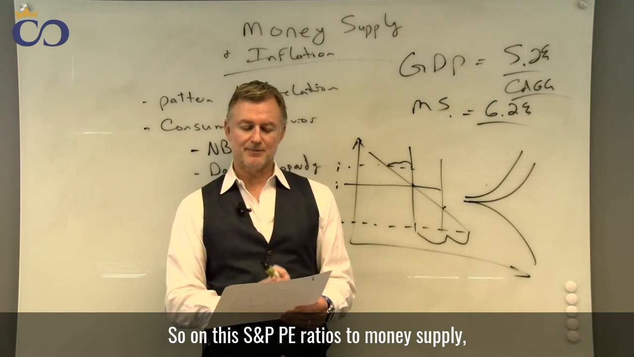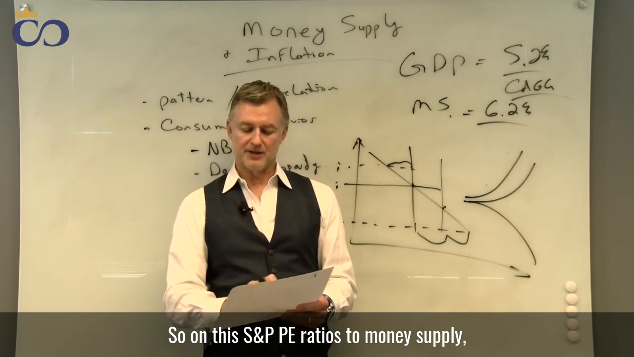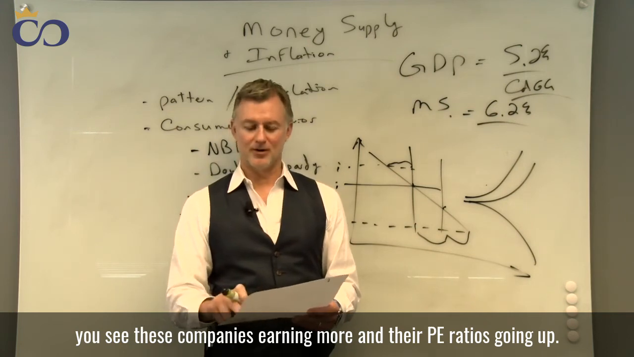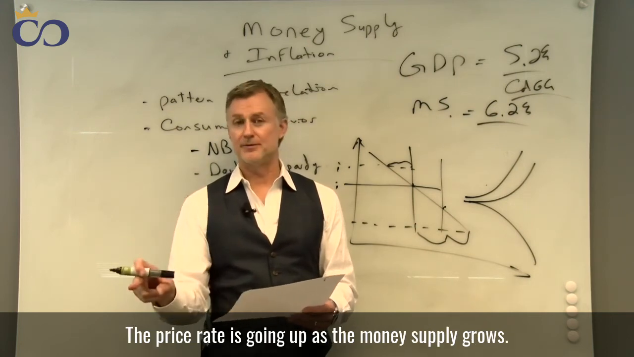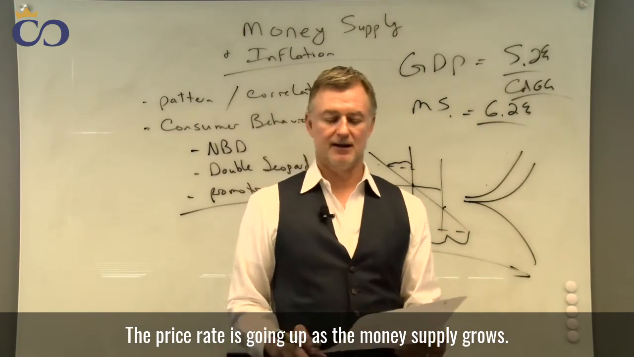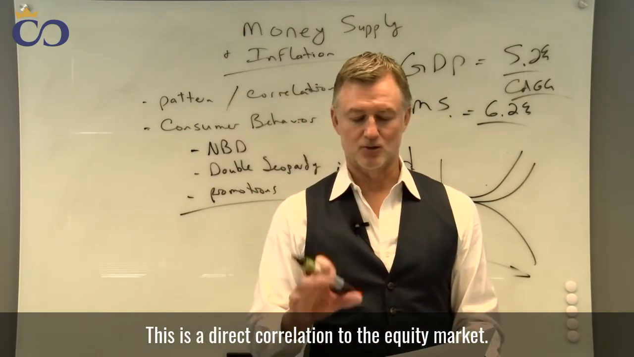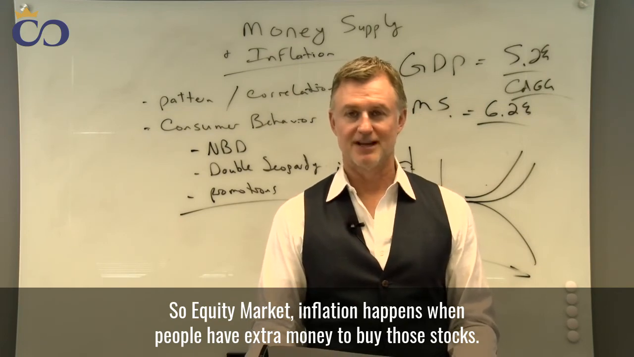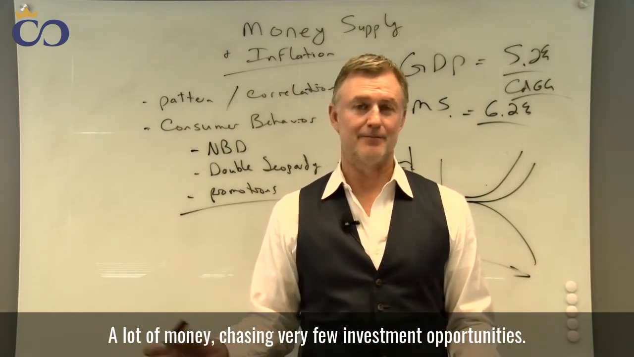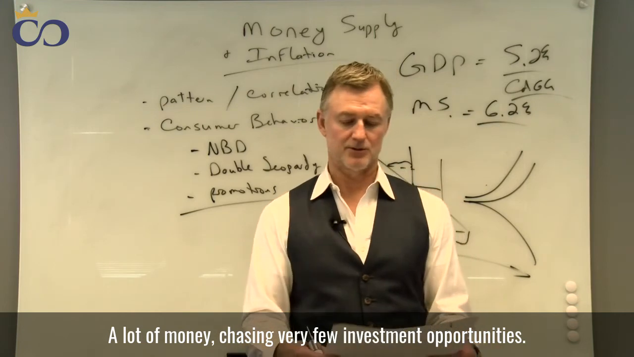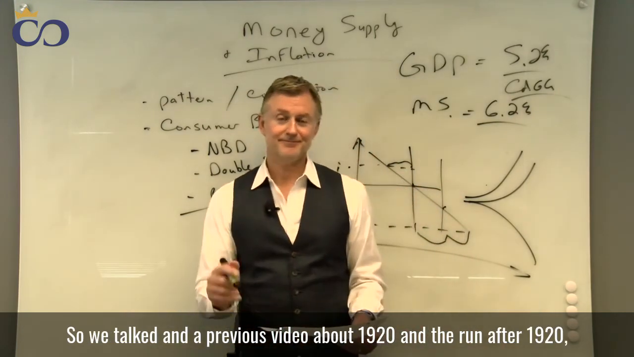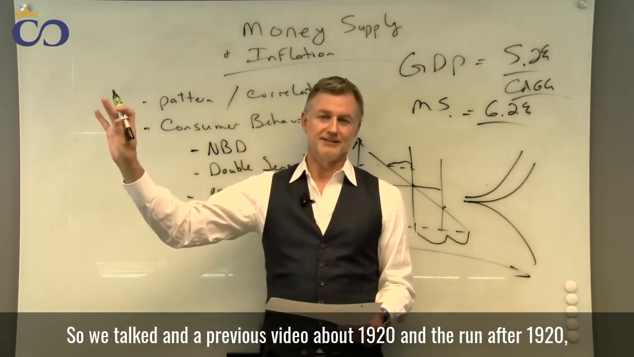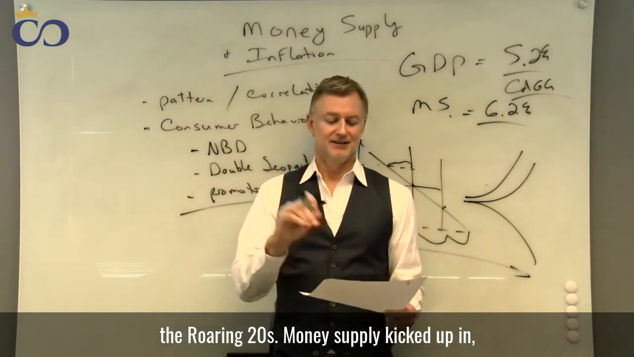So on this S&P PE ratios to money supply chart, you see these companies earning more and their PE ratios going up; the price earnings is going up as the money supply grows. This is a direct correlation to the equity market. So equity market inflation happens when people have extra money to buy those stocks, a lot of money chasing very few investment opportunities. We talked in a previous video about 1920 and the run after 1920, the Roaring Twenties.